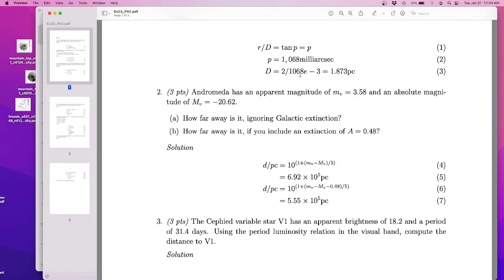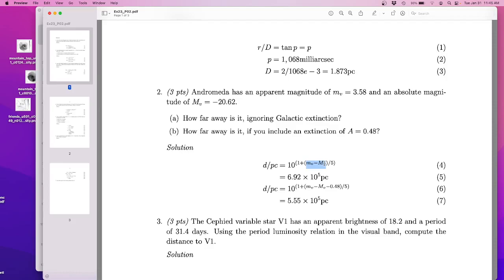Andromeda has an apparent magnitude of 3.58 and an absolute magnitude of minus 20. How far away is it ignoring galactic extinction? So if you ignore galactic extinction, then it's just little m minus big M divided by 5. Add 1, raise all that to the 10. Very important that you use 10 and not E. All of the logs in all of this are base 10.